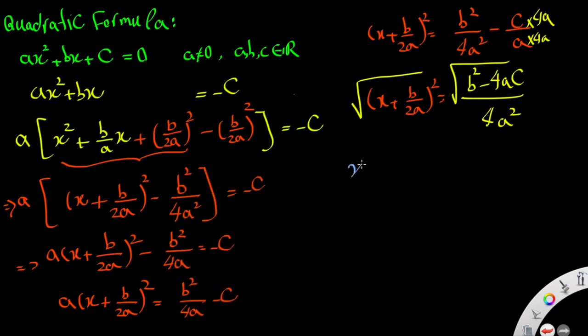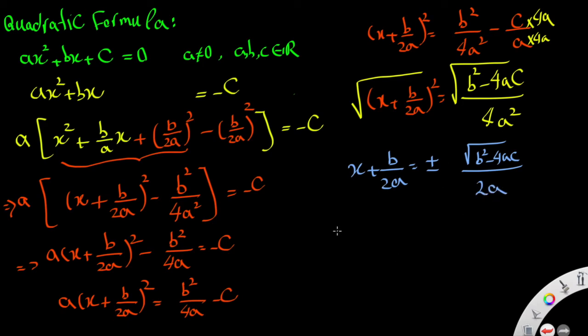So we will have x plus b over 2a is equal to, don't forget to put positive and negative, radical b squared minus 4ac over radical 4a squared, so the square root of 4a squared would be 2a.